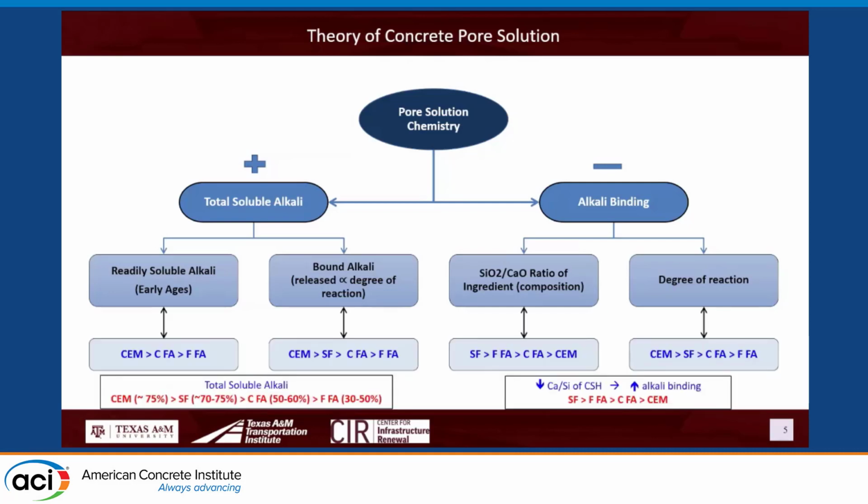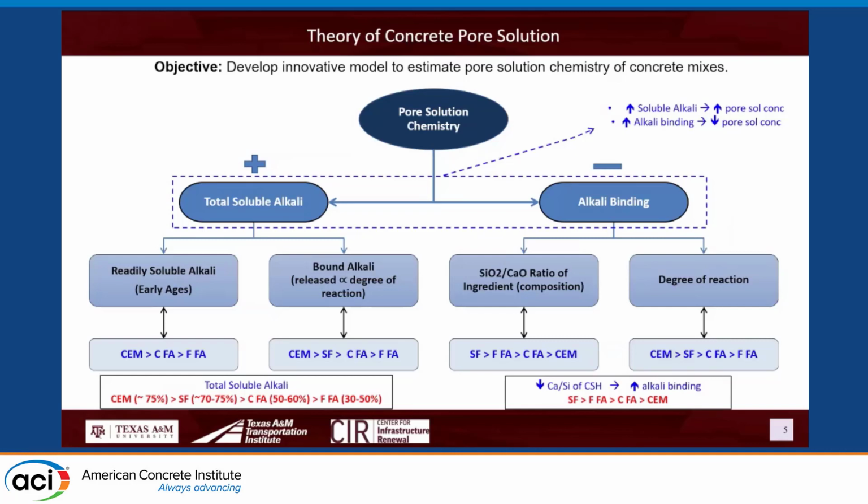Just to give you an example, if we have a three-phase system with cement, fly ash, and silica fume, these are the typical values you would expect. When it comes to dissolution of soluble alkali, cement and silica fume are much higher than Class C fly ash and Class F fly ash. Whereas in terms of alkali binding, cement is the worst. So these are the two effects. With some ingredients, if the soluble alkali dissolution increases, then the pore solution concentration also increases. If you have an ingredient which improves the alkali binding capacity, then the pore solution concentration decreases.